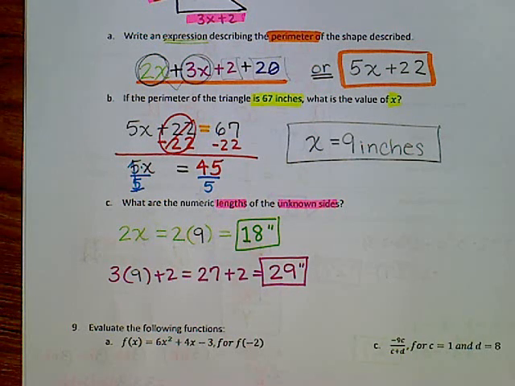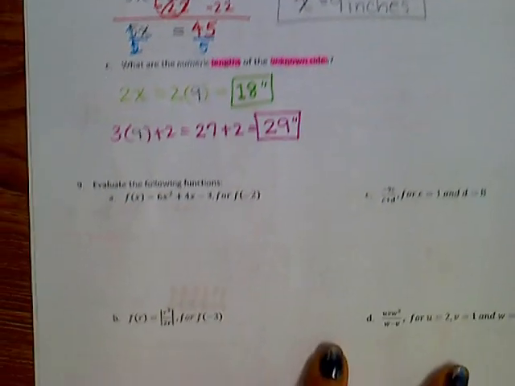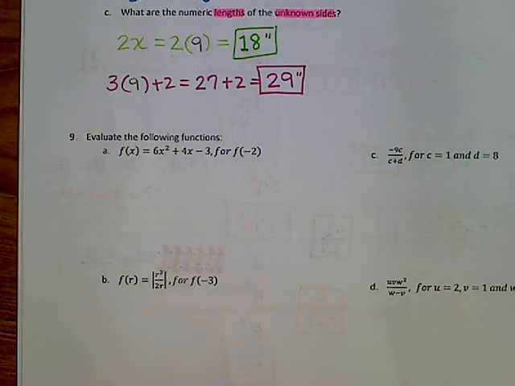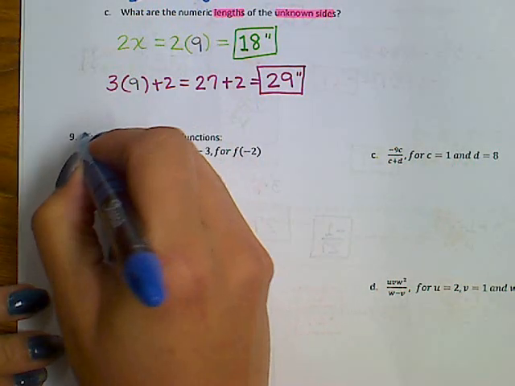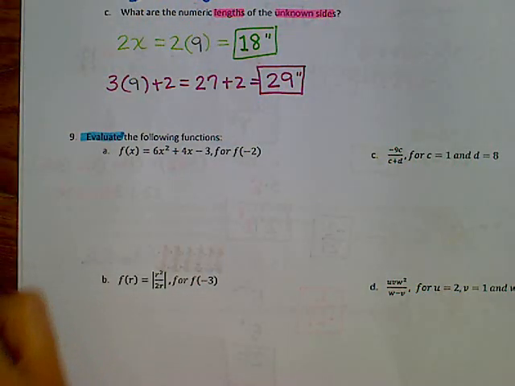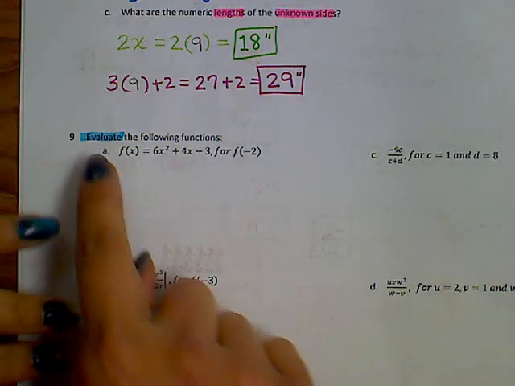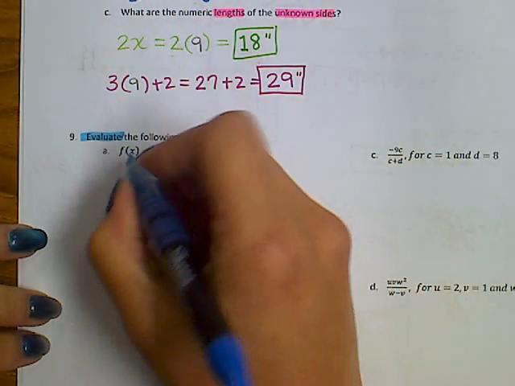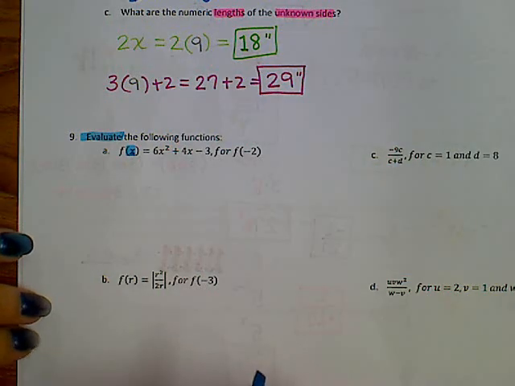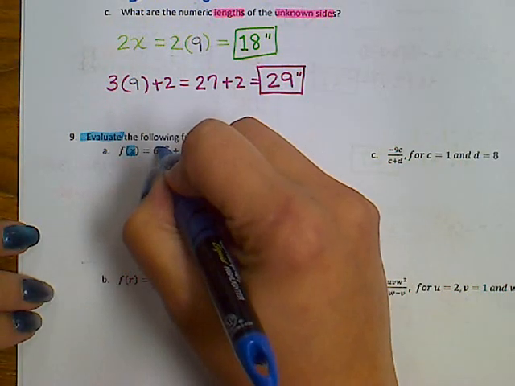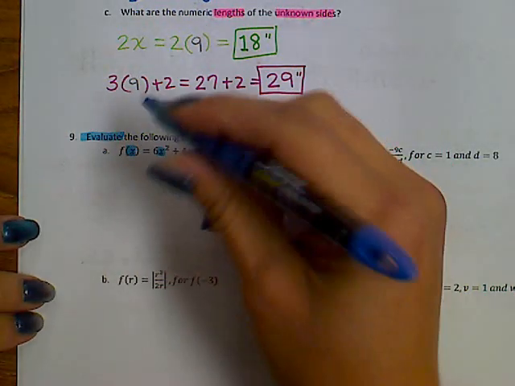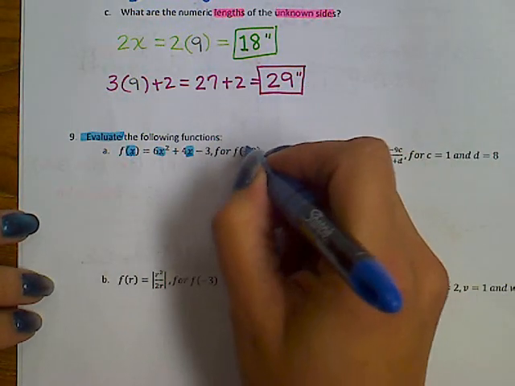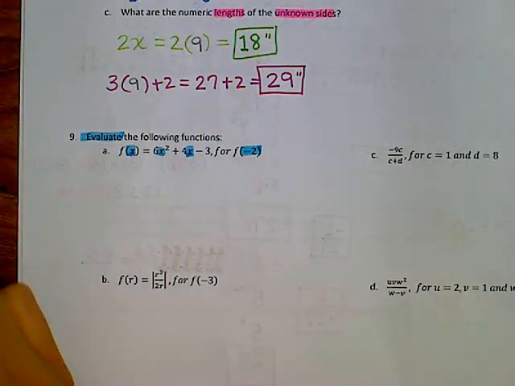So let's move on to number 9. Evaluate. Oh my goodness. You guys had this on your last test. Evaluate. This is page 18, bottom right-hand corner. So let's go ahead and evaluate. I started off fairly easy, and I said, if you have f of x, and I give you 6x squared plus 4x minus 3, what is f of negative 2?